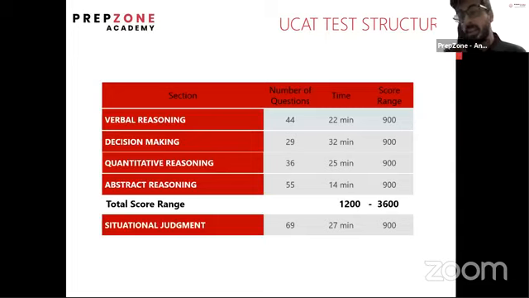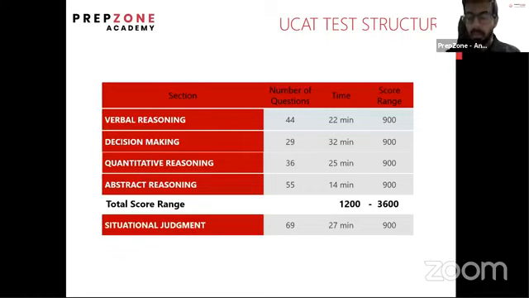The entire test is out of 3,600. The first 4 sections are out of 900 each, so the score that you will get is out of 3,600. Minimum is 300, so if you don't answer anything, you'll get 300. So the score range is between 1,200 to 3,600. Situational judgment is scored separately, and they give you a score out of 900.